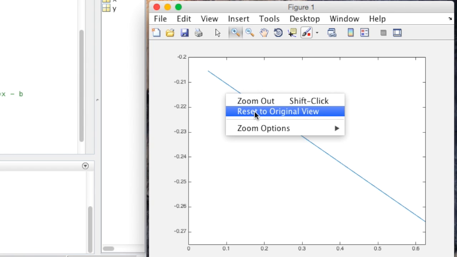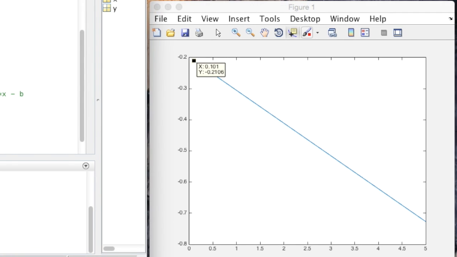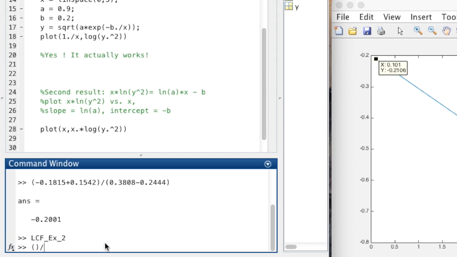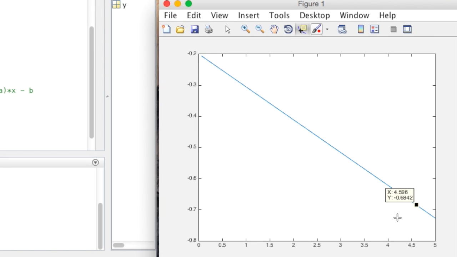So I like to reset this to our original view. Getting our data cursor, picking 2 points. First, let's just take that one. And let's type that out in the command window, y2 minus y1 over x2 minus x1. And entering our x1 and y1 values, we have 0.2106, and x1. And let's pick a y2 value. Alright, that one looks good.